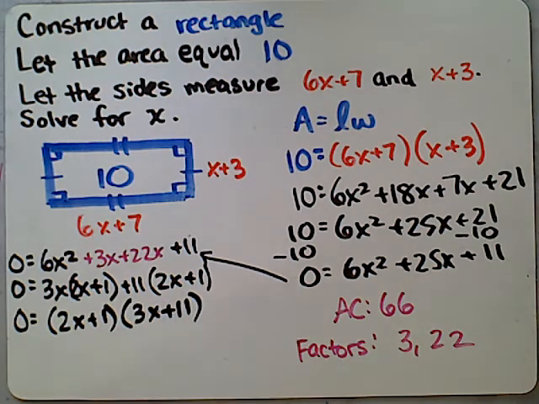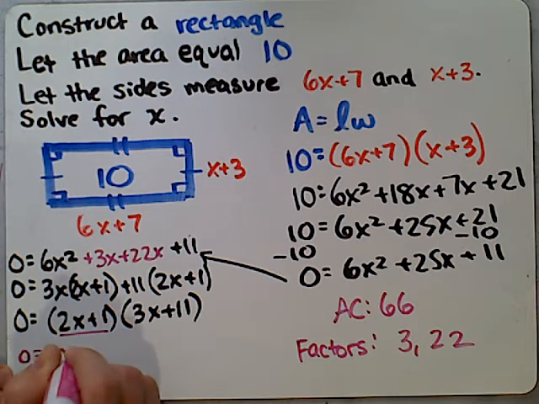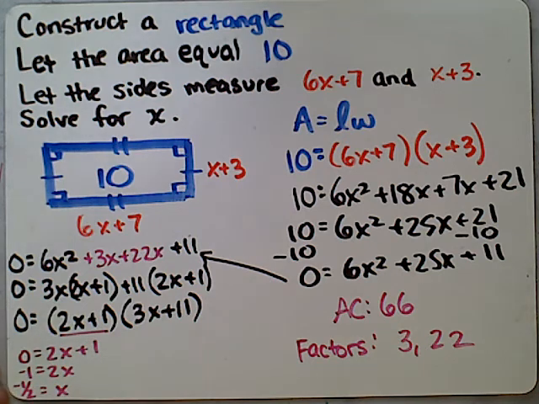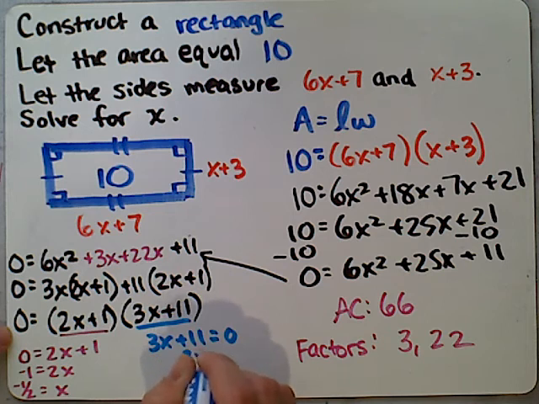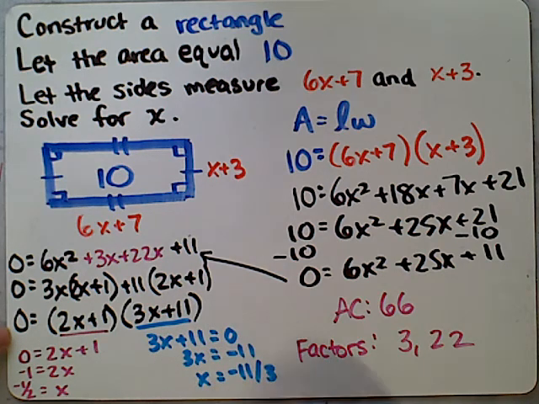So now, just like we would in last week's unit, we're going to take the 2x plus 1 and solve that individually. 0 equals 2x plus 1. Negative 1 equals 2x. And x equals negative 1/2. We'll do the same thing with the 3x plus 11. That would mean 3x equals negative 11, and x equals negative 11 thirds. You could also view that as x equals negative 3 2/3.